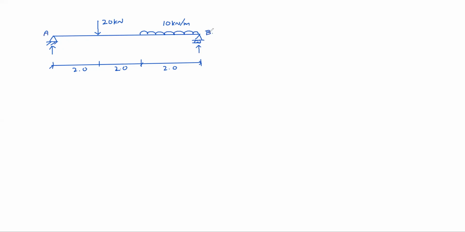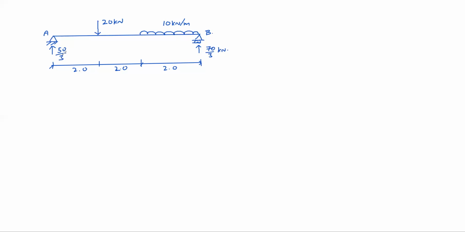Yeah, 20 into 2, 40 and 20 into 5, 100, 140. 140 by 6 is the RB, right? 70 by 3. Is it okay? RA? Total load is 20 and 20, 40. 40 minus 70 by 3, that is 120 minus 70, 50 by 3. Is it okay? Totally 40. Okay, is it correct?